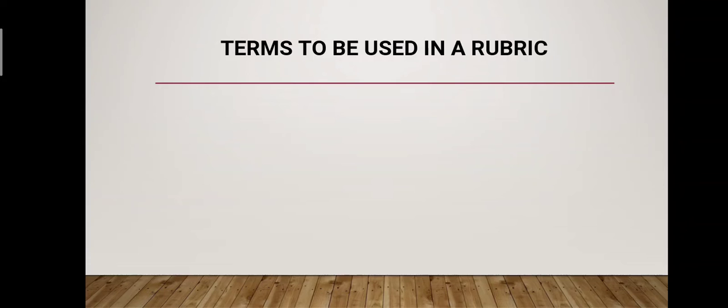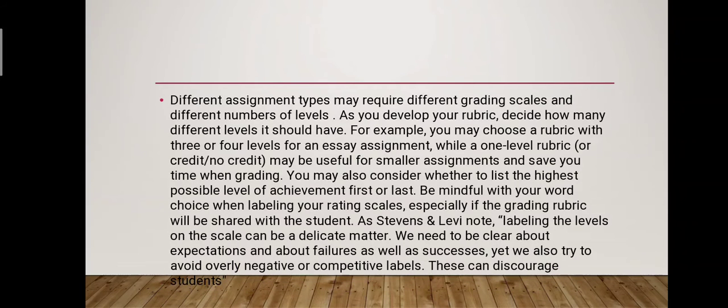Terms to be used in a rubric. Different assignment types may require different grading scales and different numbers of levels. As you develop your rubric, decide how many different levels it should have. For example, you may choose a rubric with 3 or 4 levels for an essay assignment, while a 1-level rubric or credit/no credit may be useful for smaller assignments and save you time when grading.